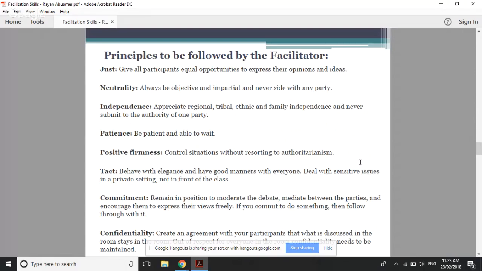These are the main and most important principles for the facilitator to follow. Otherwise, he or she won't be a good facilitator. She will end up being a participant. Number one, the facilitator always needs to be just with everyone. Treat everyone equally. Give equal chances for everyone to participate, to say their right, to speak up their voice.